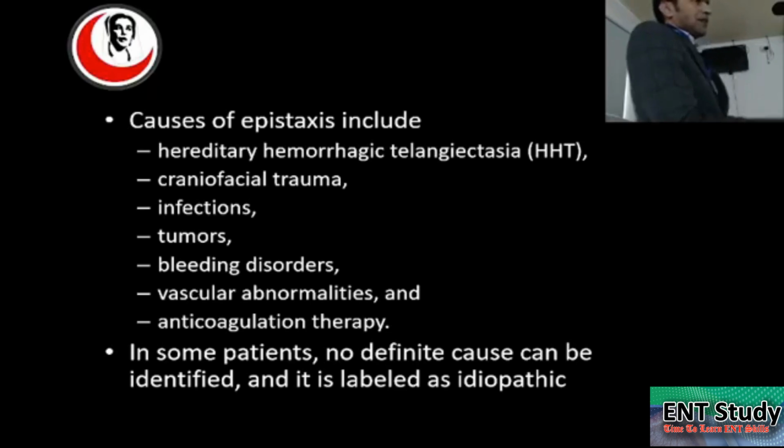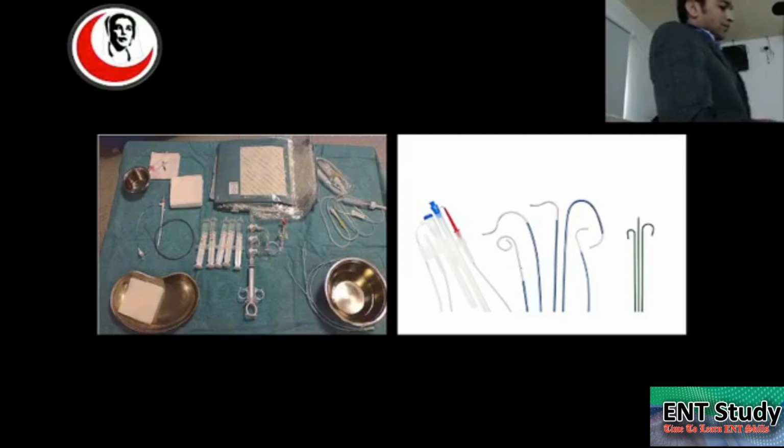These are the causes; everyone is well aware of the causes of epistaxis. So we do the embolization by selectively cannulating the external carotid arteries. We start the procedure with puncture of the common femoral artery and place the sheath. This is the sheath we place in the common femoral artery, and with the help of a guide wire and catheters, we place the catheter in the common carotid artery, then into the external carotid artery, and selectively cannulate the branches of the external carotid artery.